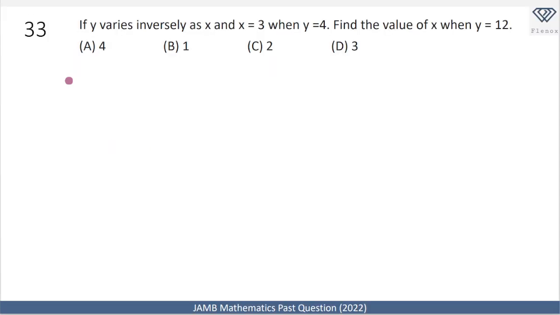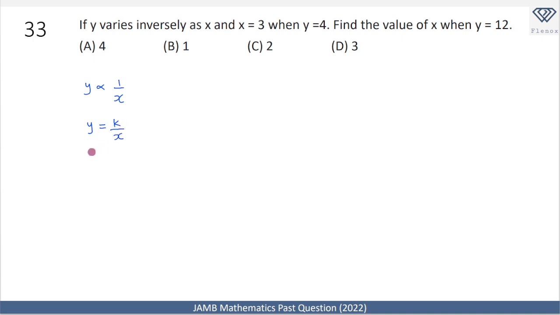We are told that if y varies inversely as x and x is equal to 3 when y is 4, find the value of x when y is equal to 12. Now again, this has to do with our direct variation and inverse variation, but here we are given an inverse relationship. So we know that y is inversely proportional to 1 over x. So to get rid of the proportionality sign, we introduce a constant of proportionality. So you can write this as y is equal to what? The constant k in this case over x, since we have an inverse relationship.